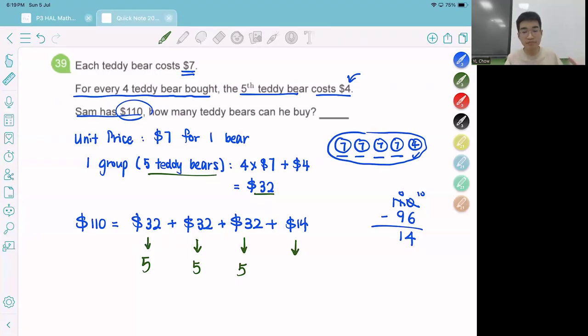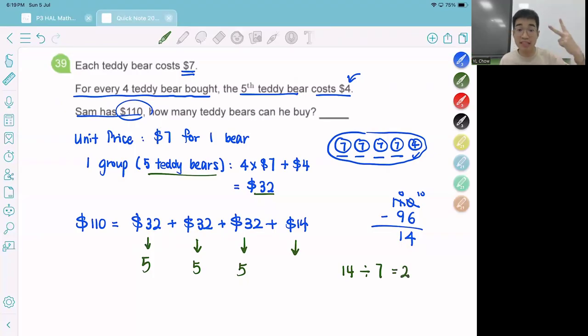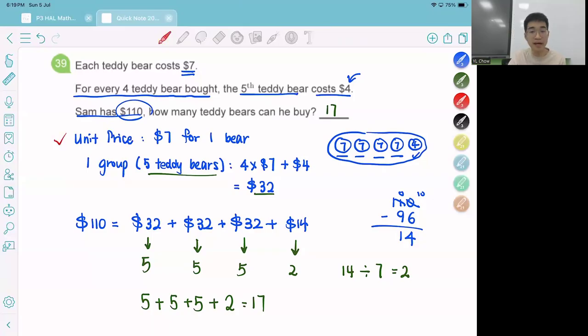How many teddy bears can he buy using $14? Well, if he can't buy group by group, he can still buy one by one. And you realize that 14 divided by 7, which is the price for one teddy bear, is 2. If he buys 2, it will just nicely finish up the $14 he has. So there you have it. He would buy 5 plus 5 plus 5 plus 2 equals 17 teddy bears. So in total, he can buy 17 teddy bears at most. Okay, so this is a math discount problem. Most importantly, identify the unit price and the price for one group of teddy bears, the promotion group.